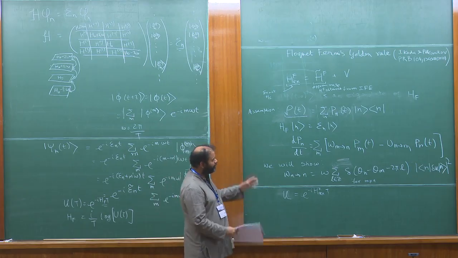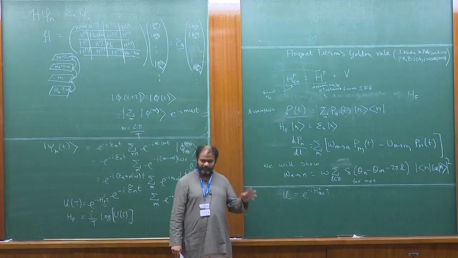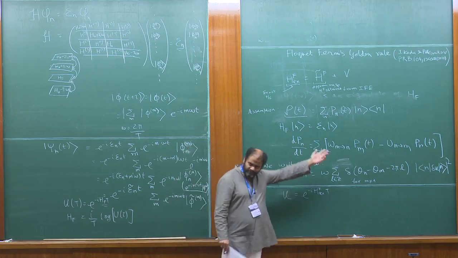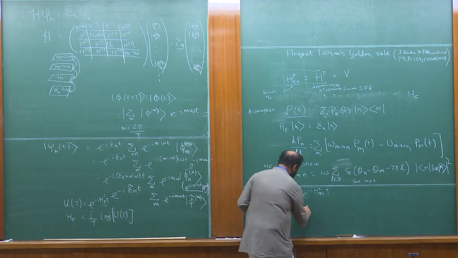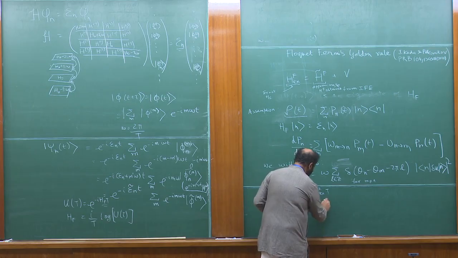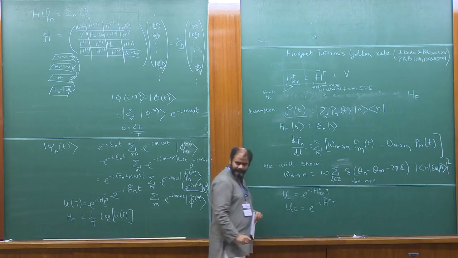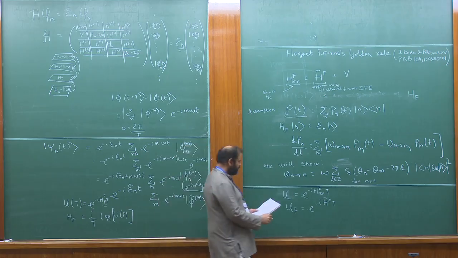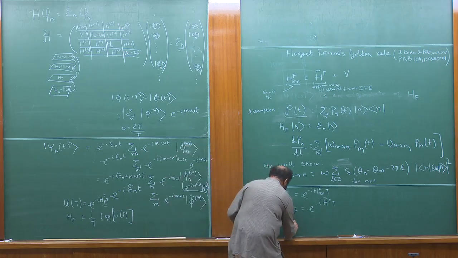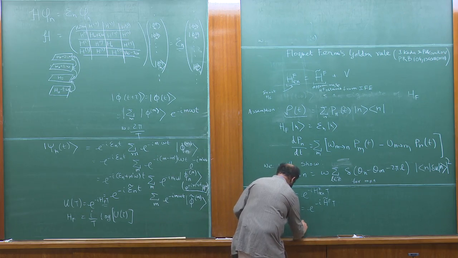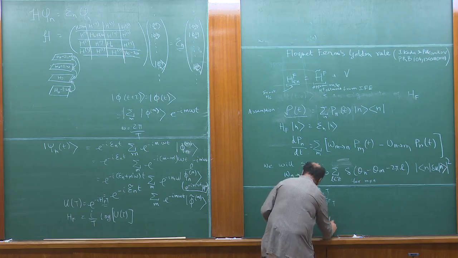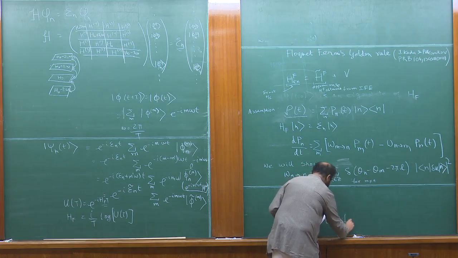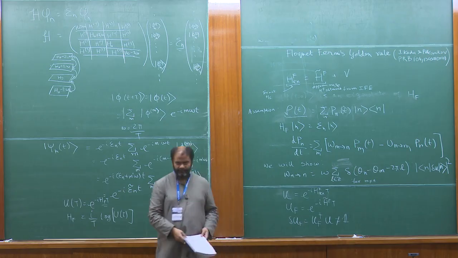I also have an approximate operator under which there would be no evolution here. That approximate operator is e to the power minus i h tilde f t. Okay. I can define a delta UF as UF dagger U, which is not equal to identity. Okay.